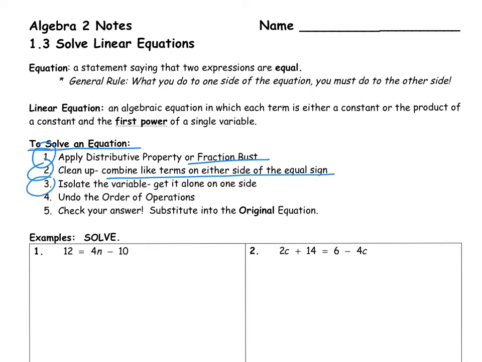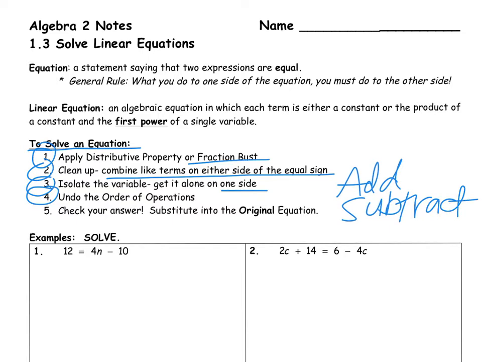So if you have any like terms on one side, you want to make sure you simplify that first. The next step is going to be isolate your variable. So you want to get your variable alone on just one side of the equation. Some people always like to get it on the left. Some people just go on whichever side that you have a positive for your variable. And then you start undoing your order of operations. So that's where you do the inverse function. So the opposite of add would be subtract, or the opposite of multiply would be divide.